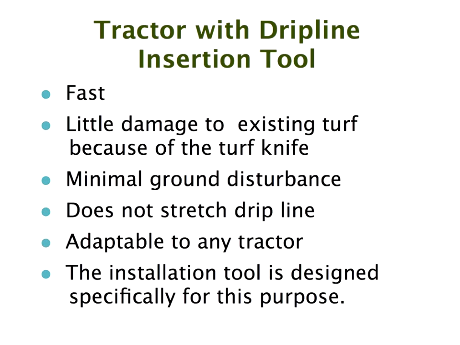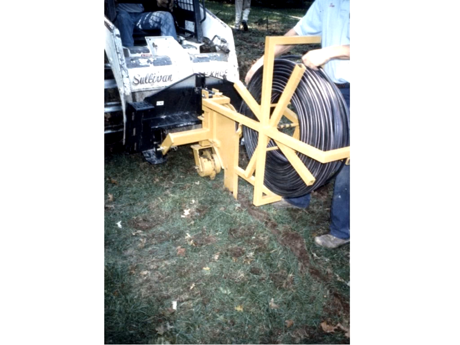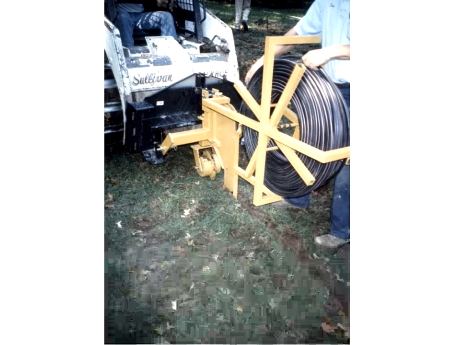Okay, drip line insertion tool. This is if you're doing a lot of systems, or the contractor's doing a lot of systems, this is the best way to go. It's fast. It's got little damage because it's cutting through with a knife. Minimum ground disturbance. It won't stretch the drip line. You can put it on any tractor. It's got a standard 3-point hitch, I think is what it's called. Okay, and the installation tool is designed specifically for this purpose, and it works very efficiently. There's a few of them commercially available.